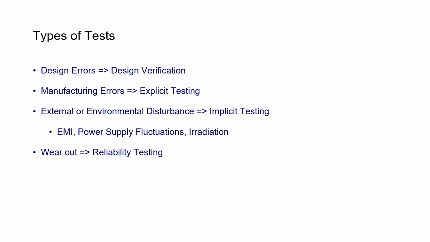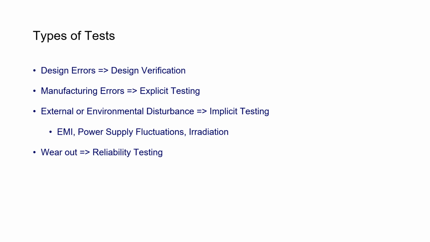I'm not giving an answer to the previous quiz. If I can talk to this, there will be suspense. What are the various types of tests you have to catch? You catch the design errors. How do you catch design errors? By verification. We spoke about verification in the last video. Manufacturing errors with testing. We spoke about the difference between verification and testing in the last video.